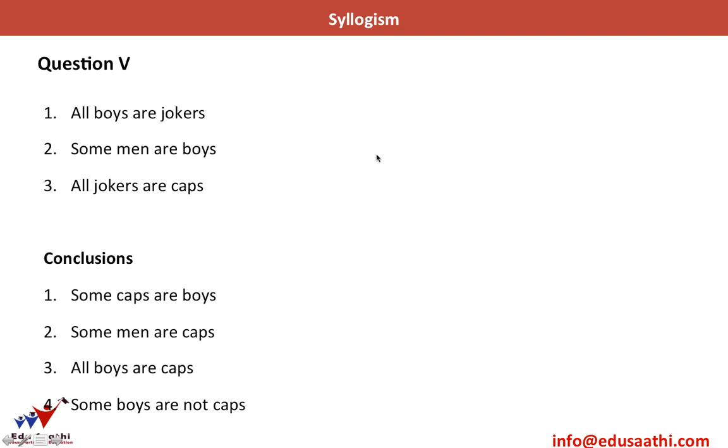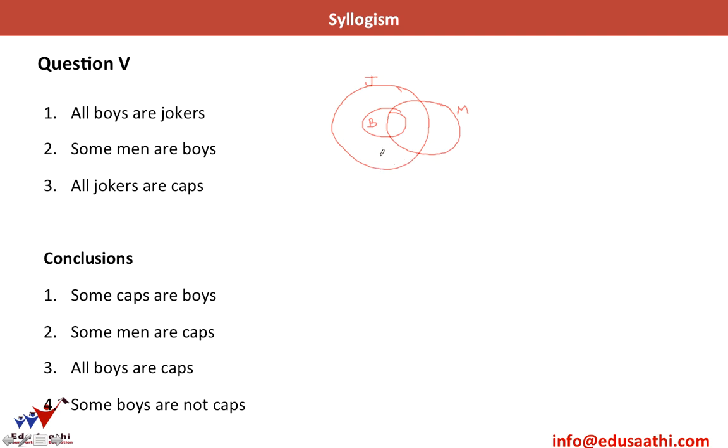Let's try another question. Now here we have 3 statements. All boys are jokers. I draw a smaller circle. I write a B here. All boys, and this is a bigger circle for jokers. All boys are jokers. Some men are boys. So some men are boys, it means there's some intersection between men and a boy.